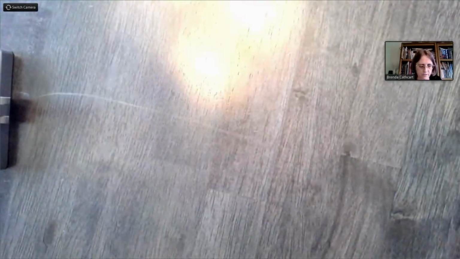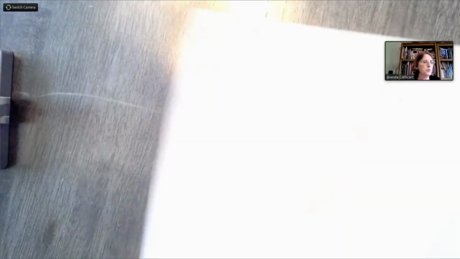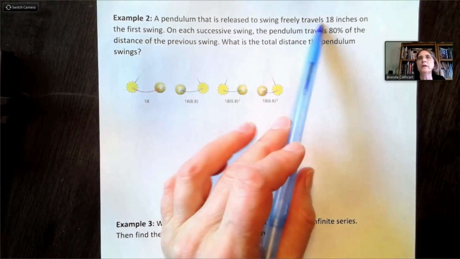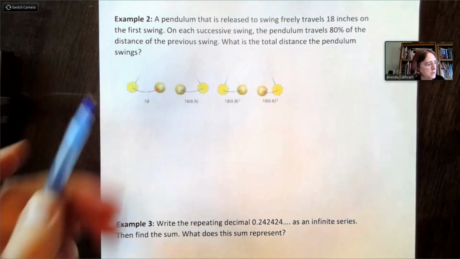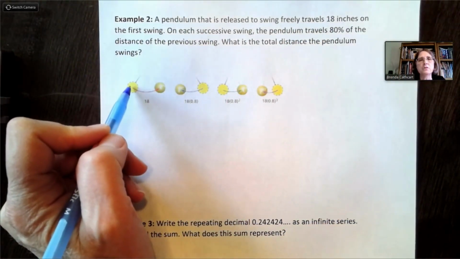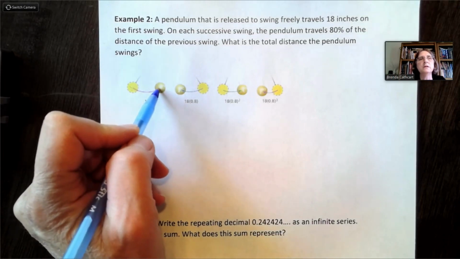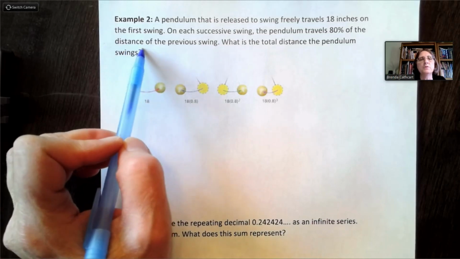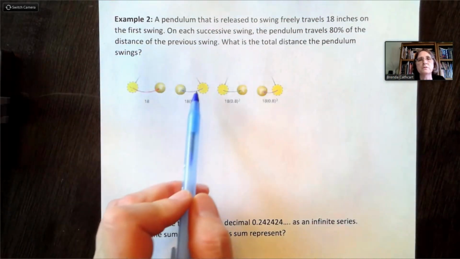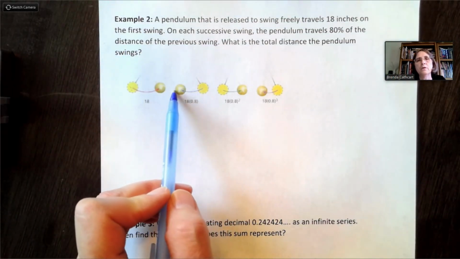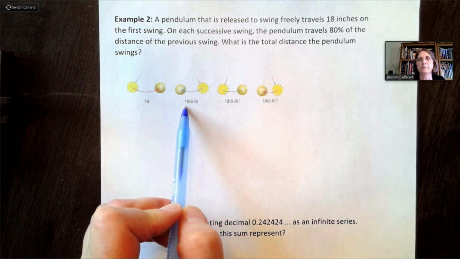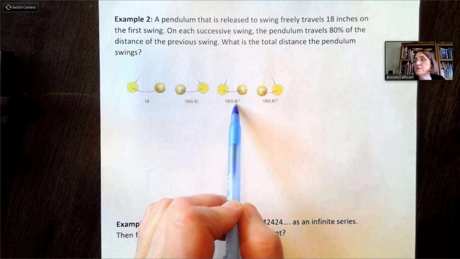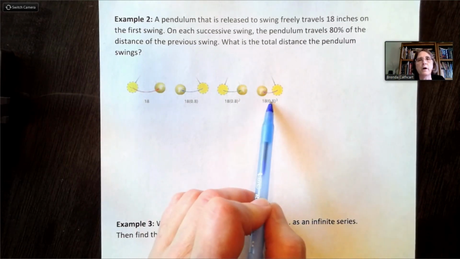Let's look at a couple more examples. Here we have a word problem. Here's example 2. We have a pendulum. It's released to swing freely 18 inches on the first swing. So right here we release our pendulum and it goes 18 inches. On each successive swing, the pendulum travels 80% of the distance of the previous swing. So when it's coming back, it only goes 80% of 18. And again, the next swing, 80% of that, and so on.